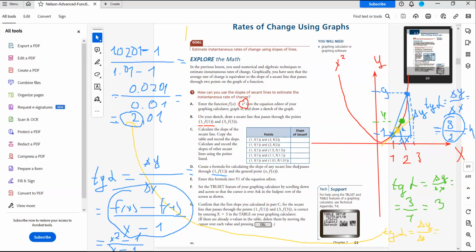Do you have any questions on how to sketch the secant line, on how to represent the instantaneous rate of change in a function, how to estimate it using the slope of a secant line? Do you have any questions about that?